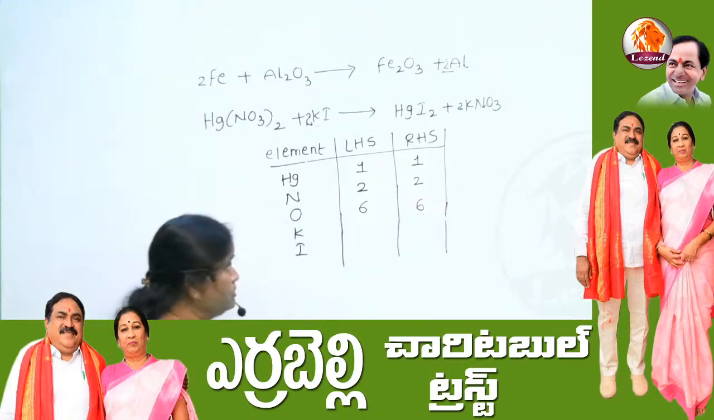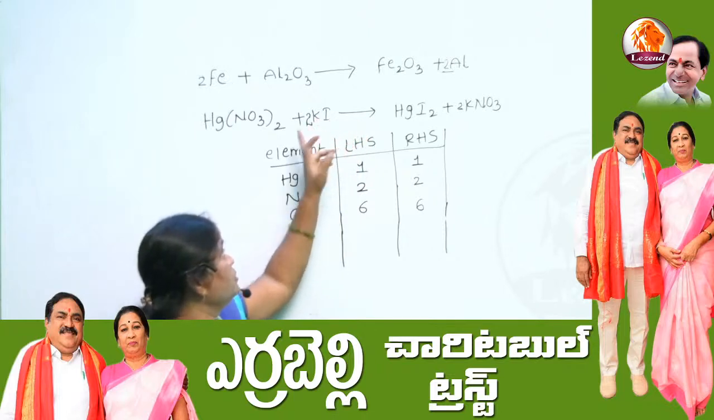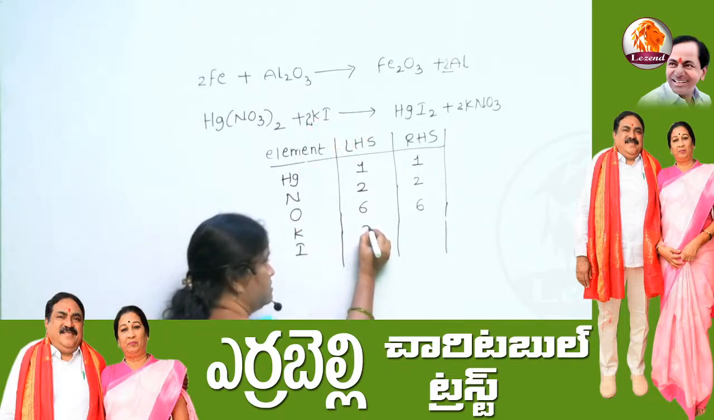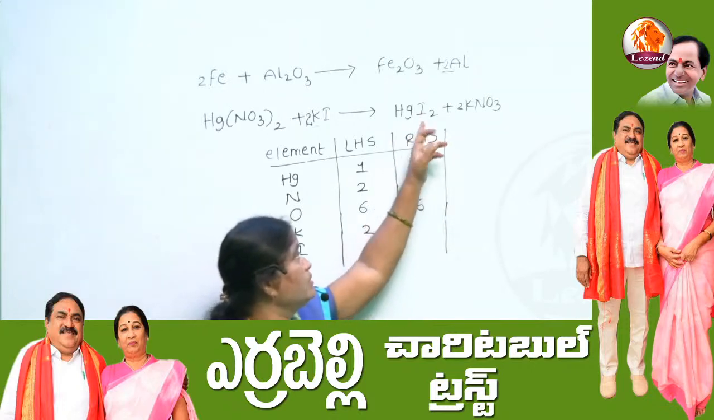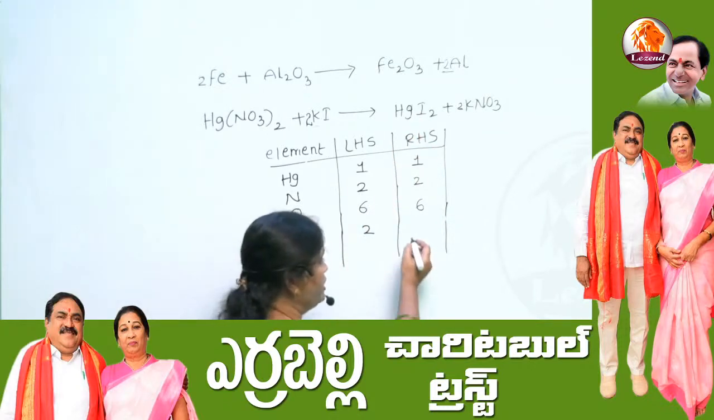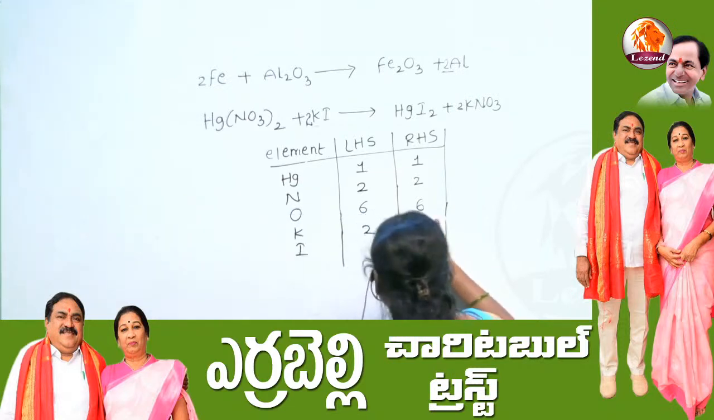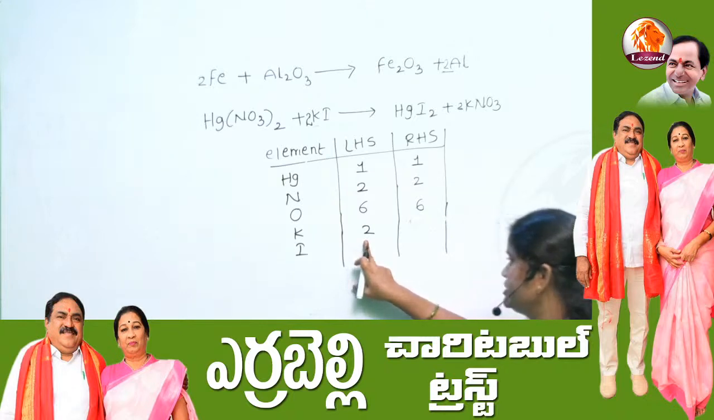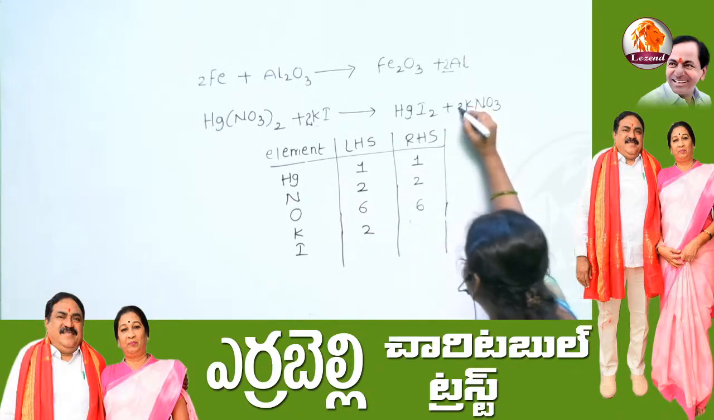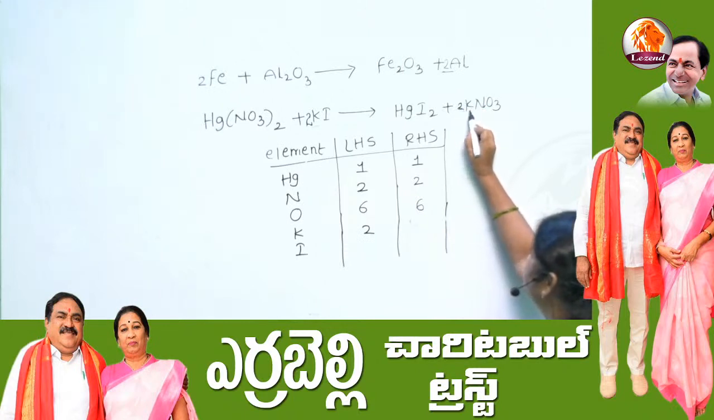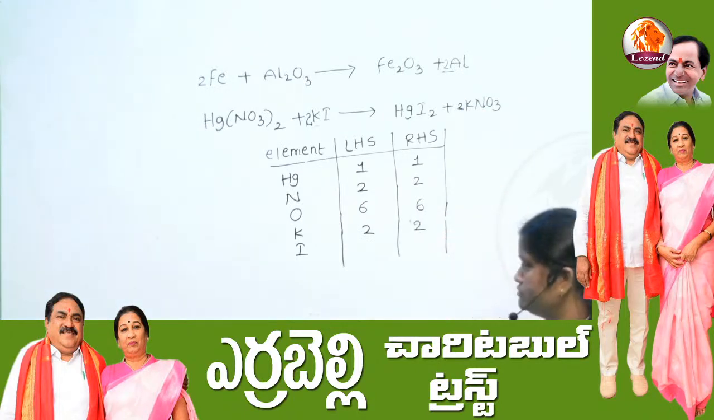Potassium: to balance the iodine atoms I have written the number 2 here. So potassium atoms on the left side are 2. Sorry, we are comparing potassium. On the left side potassium 2 atoms are there; on the right side in potassium nitrate, we have written 2 before the KNO3, so 2 atoms of potassium. On the right side also the atoms of potassium are 2.